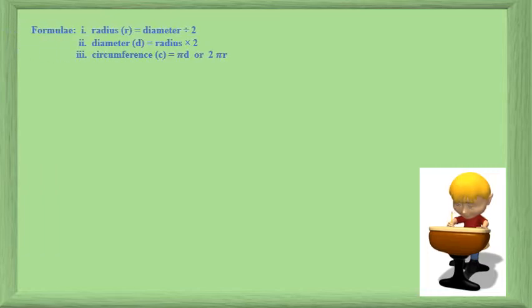Now, these are the formulae we have already learnt, the first and the second one in the past, that the radius is equal to diameter divided by 2 and diameter is equal to radius multiplied by 2. Circumference, we have learnt in the live sessions how we got the formula of circumference as pi into d or 2 into pi into r.